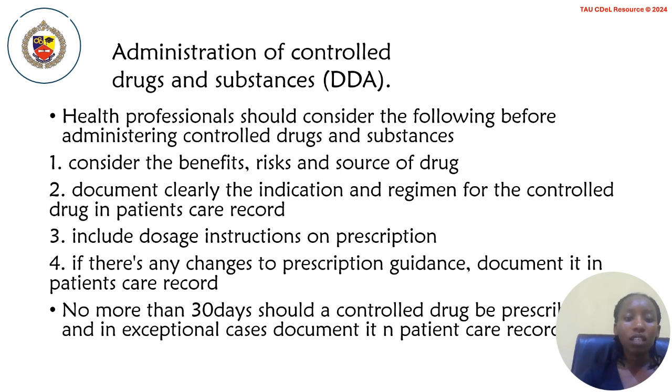Then, for you to administer this drug, you have to document clearly the need and indication for the controlled drug. This must be documented in the patient's care record. Then you need to include the dosage and the instructions on the prescription. Then you need to include whether there's any change to the prescription guidance. Ensure you document it in the patient's record. We should understand that except for exceptional cases, controlled drugs must not be administered for more than 30 days.